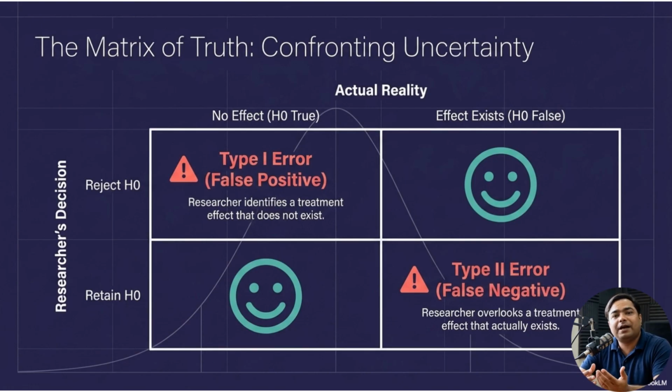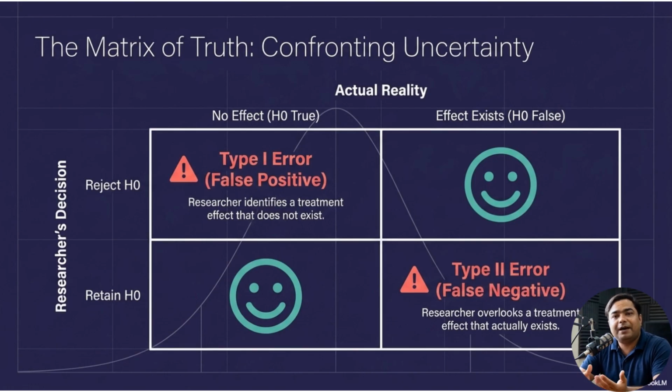A type 1 error happens when we reject H0 even though H0 is actually true. This is also called a false positive. In simple words, we say there is an effect, but in reality, there is no effect. For example, we conclude that a new teaching method improves scores, but actually it does not. The observed result happened only by chance.